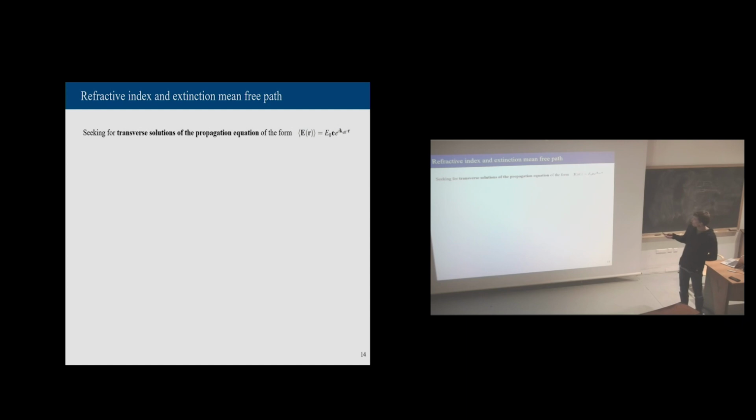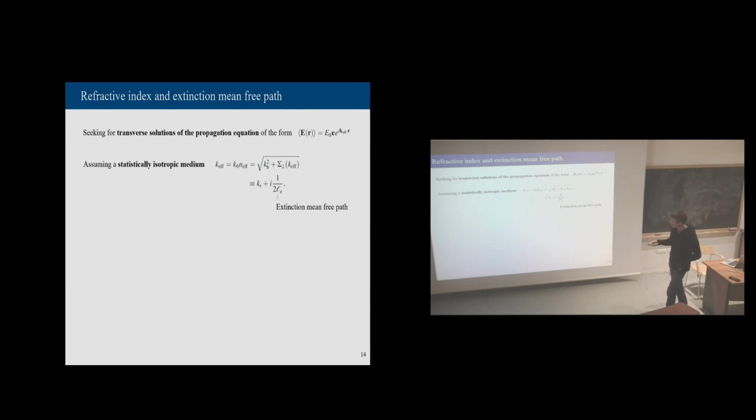Now, to define the extinction mean free path, you can simply seek transverse solutions of the propagation equation of this form if you assume that you have an infinite medium. So this is simply a plane wave in the effective medium. If you insert this solution in the wave equation that I've shown before and assume a statistically isotropic medium, you end up with a transcendental equation where the effective wave number in the medium is expressed in terms of the transverse component of the self-energy evaluated at this effective wave number. And the definition of the extinction mean free path is essentially that this is the inverse of the imaginary part of this effective wave number.